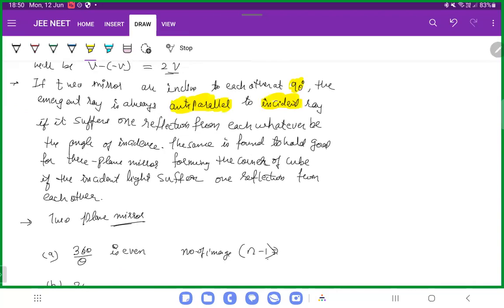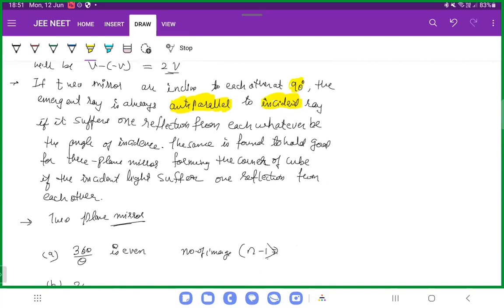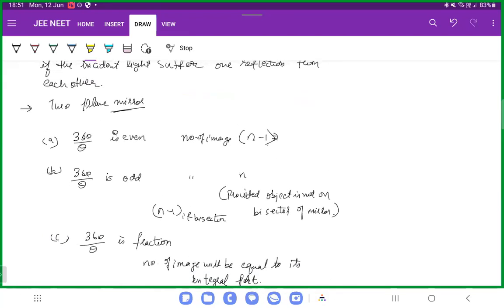If it suffers one reflection from each mirror, whatever the angle, the same is found to hold good for the three plane mirrors formed in the corner of a cube. So it goes with this type of formulas. No need to write all this. We'll go with the formulas.